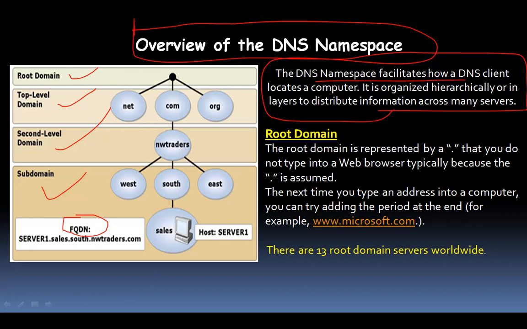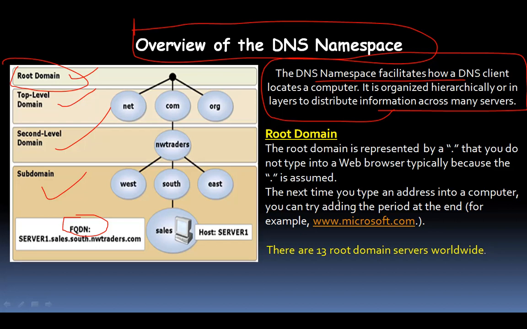So first of all, the root domain. What is it? The root domain is represented by a dot. Basically, this is a dot that you do not typically type into the web browser because the dot is assumed. It will be represented by a dot, and it will be invisible. We can't see it, it is just assumed.